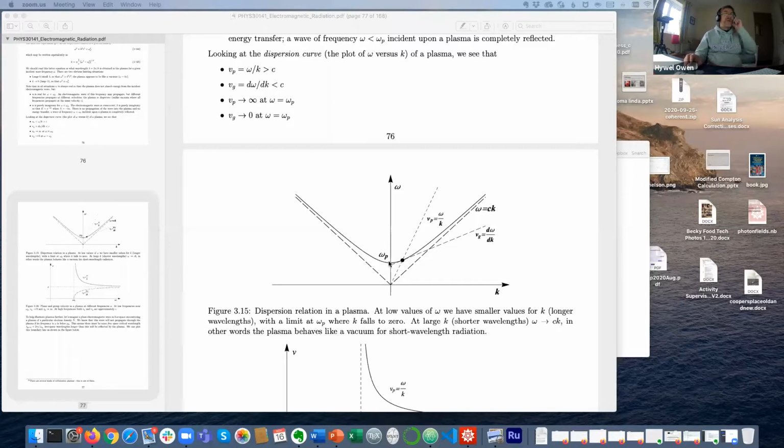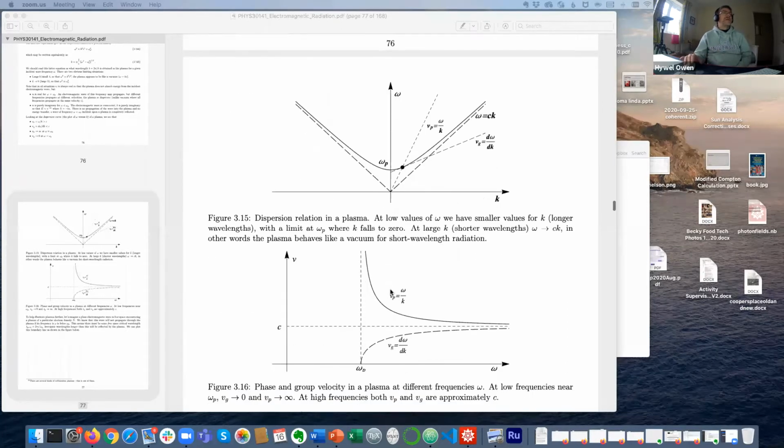And of course, if the frequency falls below that, then there can be no propagation of the electromagnetic wave through the plasma, and therefore there is reflection. So an electromagnetic wave of low frequency falling on a high enough density plasma is reflected, and that's what this region between omega p and 0 is showing us.